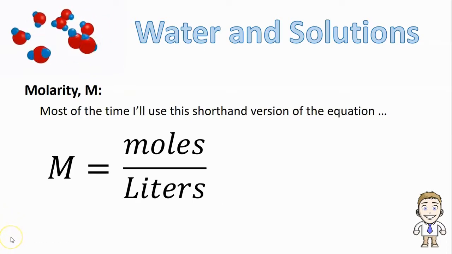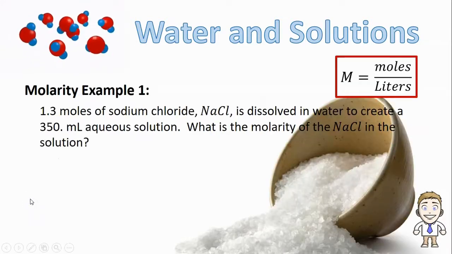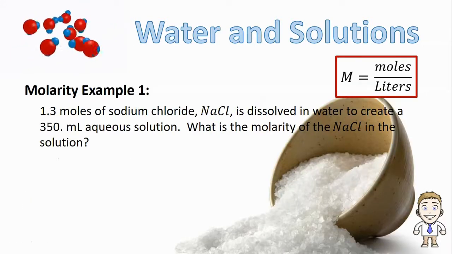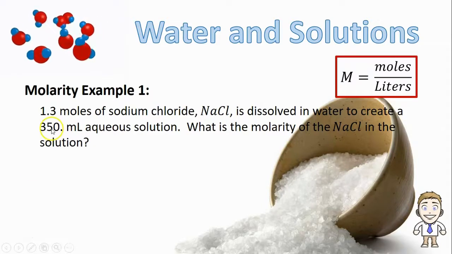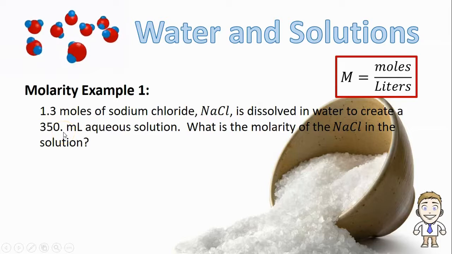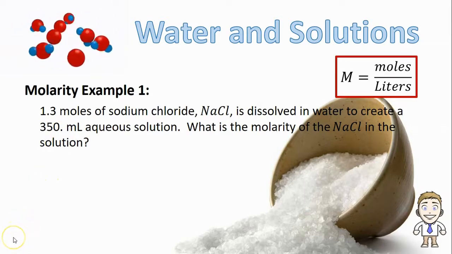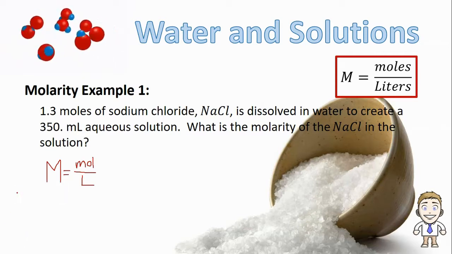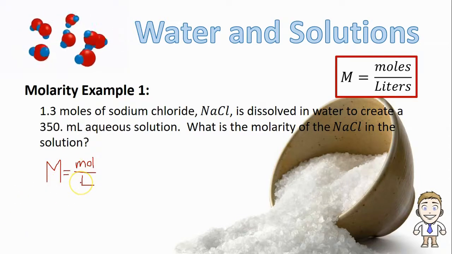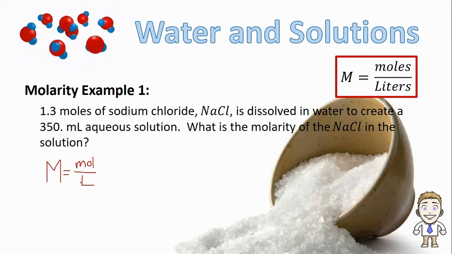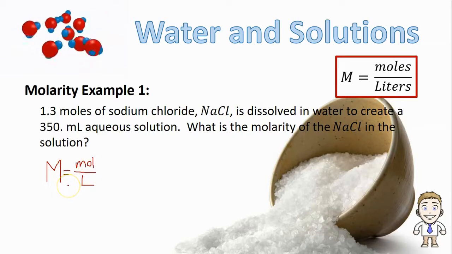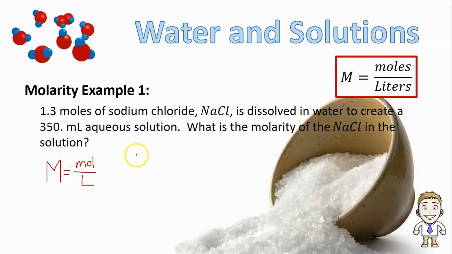liters of solution. Let's take a look at our first example describing 1.3 moles of sodium chloride, that's table salt, being dissolved in water to create a 350 milliliter solution, and it's asking us to solve for the molarity of the NaCl. So it's always good practice here to start off by writing whatever equation you're going to use. Here we're solving for a molarity, so obviously I'm going to use the molarity equation. Now I can read my question again and start plugging things in where they belong.